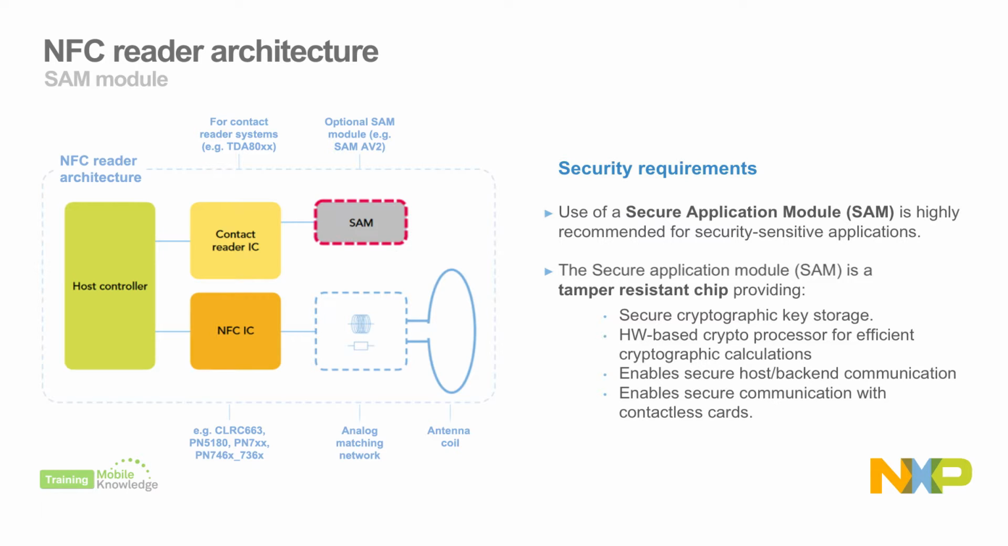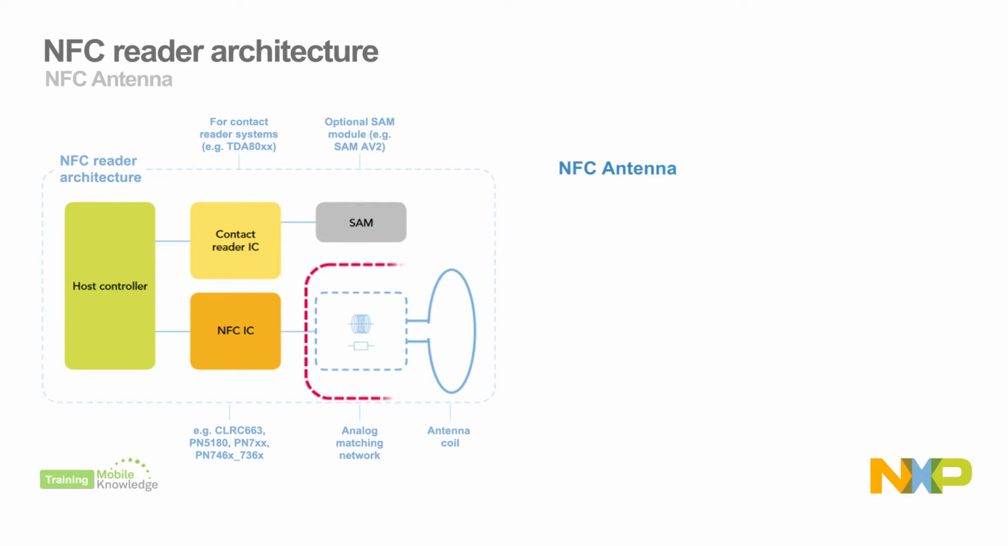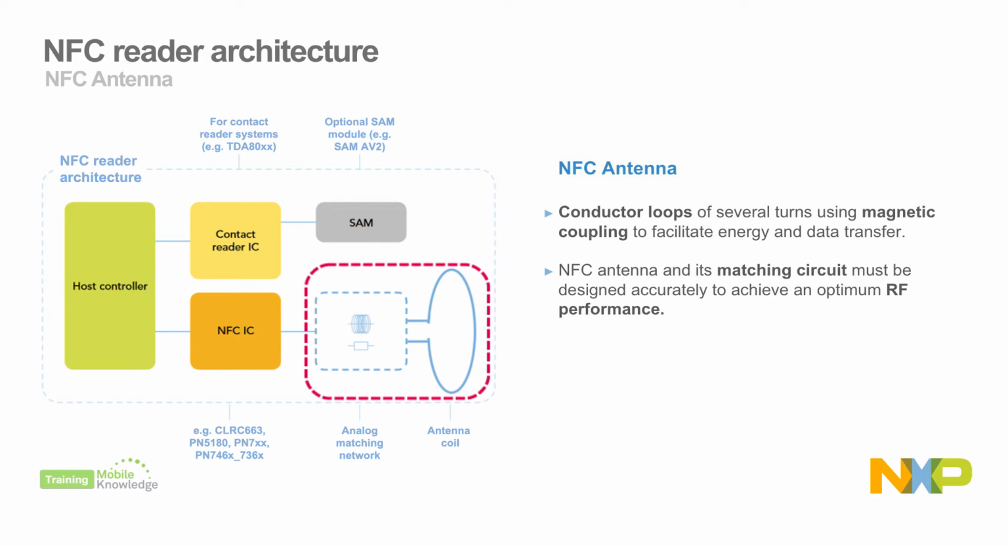The SAM is a tamper-resistant chip providing features for secure cryptographic key storage, optimized hardware for efficient cryptographic calculations, and secure communication with a host controller and contactless cards. As a result, by integrating a SAM module in our NFC reader design, we achieve a robust NFC reader architecture for security-sensitive applications. The NFC antenna is a conductor loop of several turns generating a magnetic field.